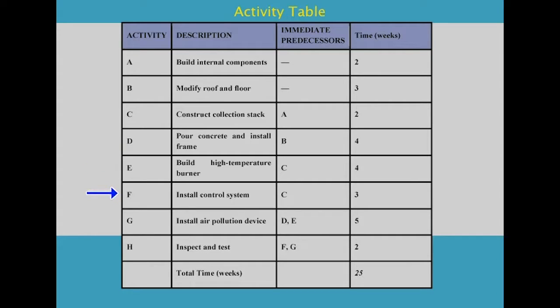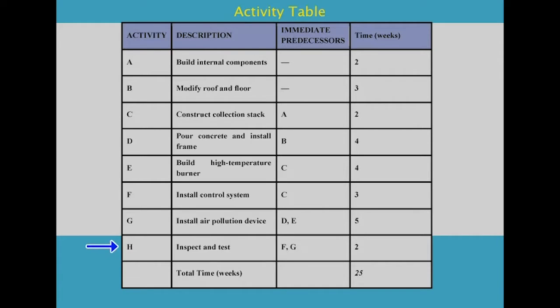Next is F, to install control system, where the previous activity is C and the time allotted for it is 3 weeks. The next is G, to install air pollution device, and the previous activities before G are D and E and the time given for it is 5 weeks.